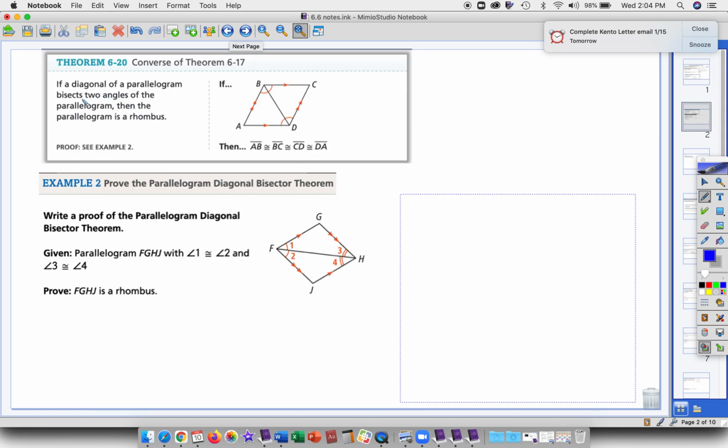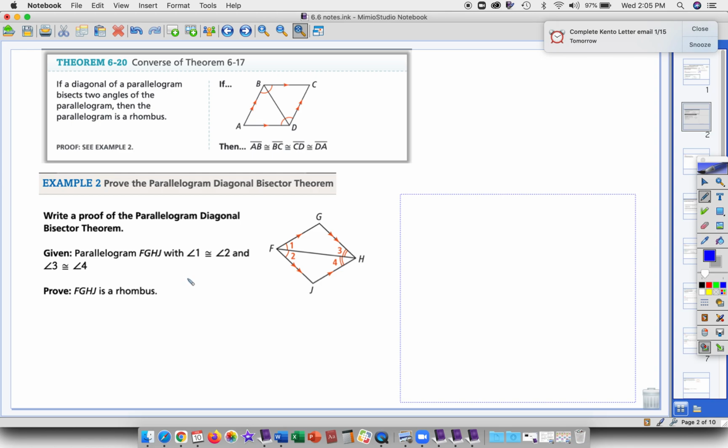Theorem 6-20, if a diagonal of a parallelogram bisects two angles of the parallelogram, then the parallelogram is a rhombus. So in example 2, we're asked to write a proof of the parallelogram diagonal bisector theorem. So we're given that FGHJ is a parallelogram with angle 1 congruent to angle 2 and angle 3 congruent to angle 4. Okay, so I did this one in paragraph style.